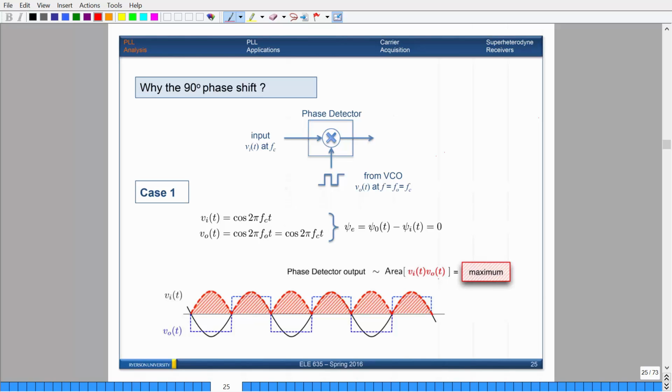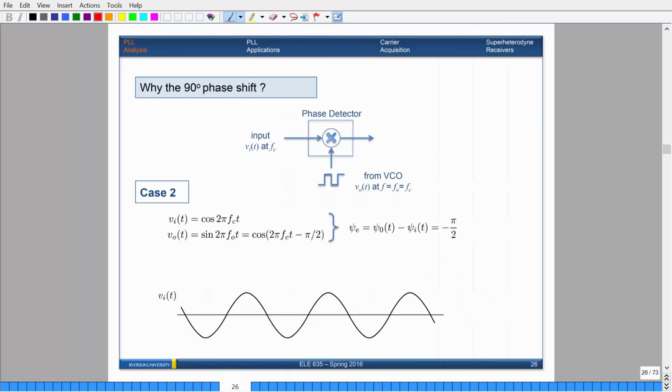Now, this actually goes into the reason why we need to make sure that the output has a 90-degree phase shift, because when you phase shift the square wave and find the areas, the summation of all those will actually be 0. And I'll give you a graphical representation now.